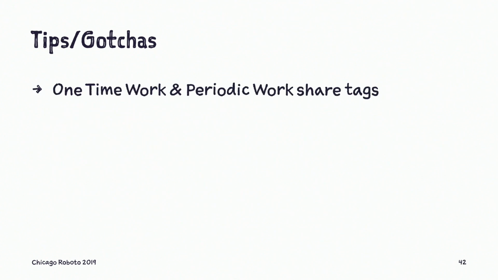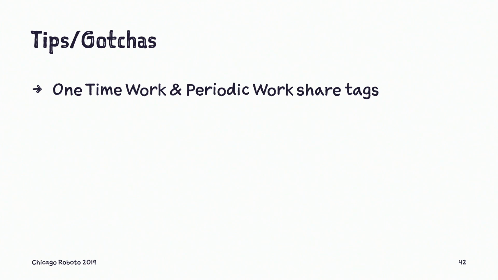One-time work request and periodic work request share tags. So what's funny about this is, let's say you have a one-time request and a separate periodic request, but you gave both of them the same tags, that will still work. But it is not that the periodic work request will have a different set of tags and the one-time work request will have a different set of tags.